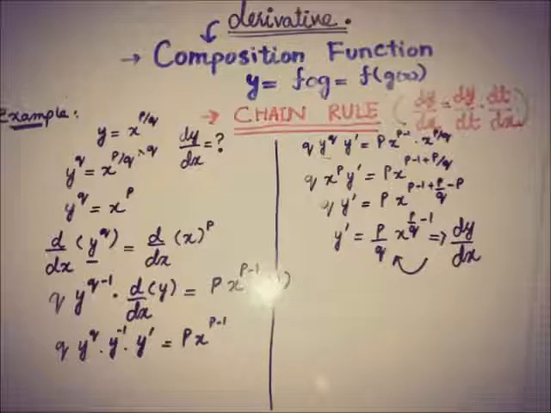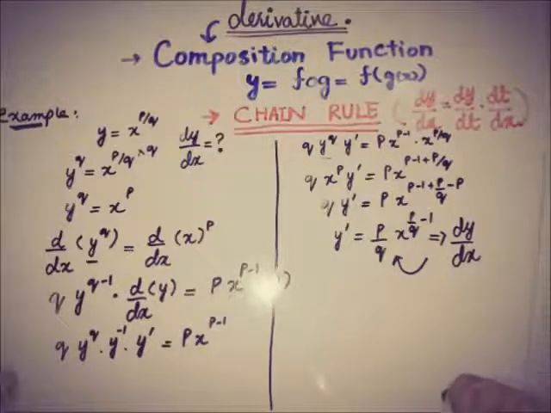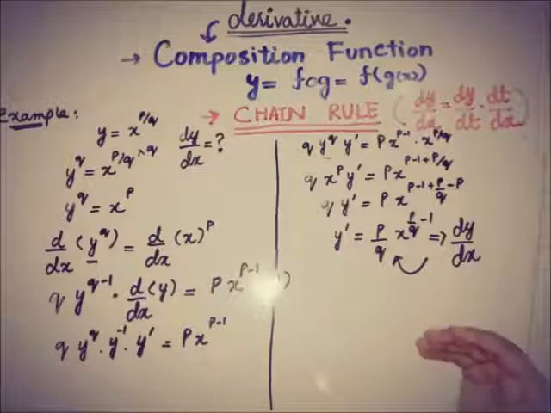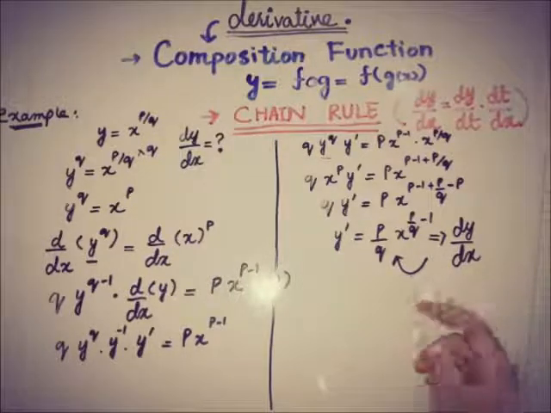So x can be any complex function, or p by q can be any complex value or power. So we can use the chain rule in order to find the derivative of more complex functions, just to make our work easier and neater, just to find what is going on in the base processing.